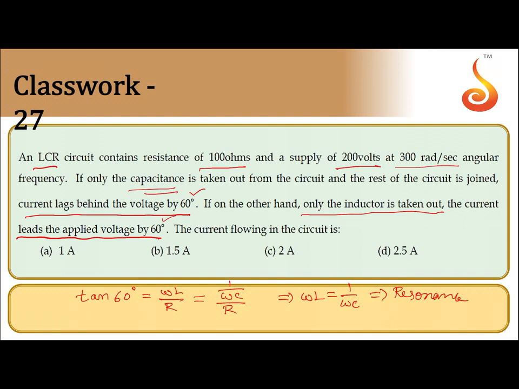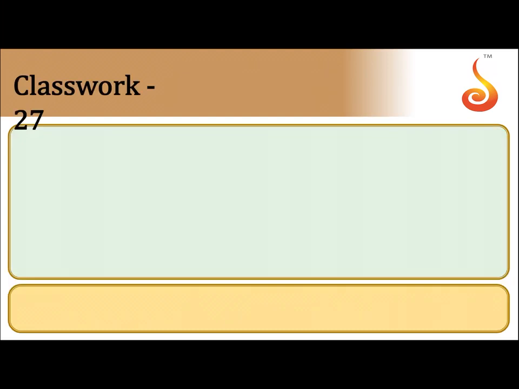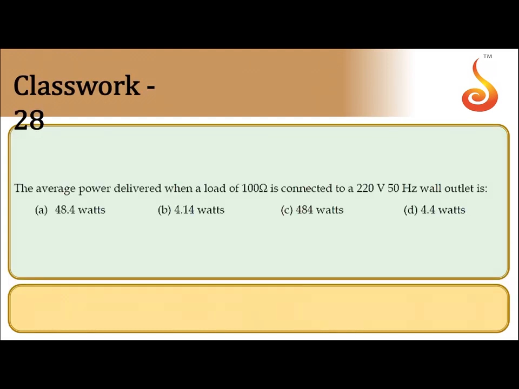So when it is at resonance, current in the circuit is just applied voltage by resistance, that is 200 by 100, that is equal to 2 ampere. That is option C. Okay, we shall move on to next one.